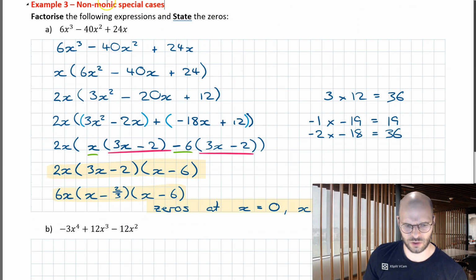So in summary, to factorize this particular example, we pull out the common factor of 2x to turn this into a trinomial expression inside the brackets. And from there, we can factorize this trinomial expression down using the sum and product method, after which we get the zeros because that's what the question wanted.